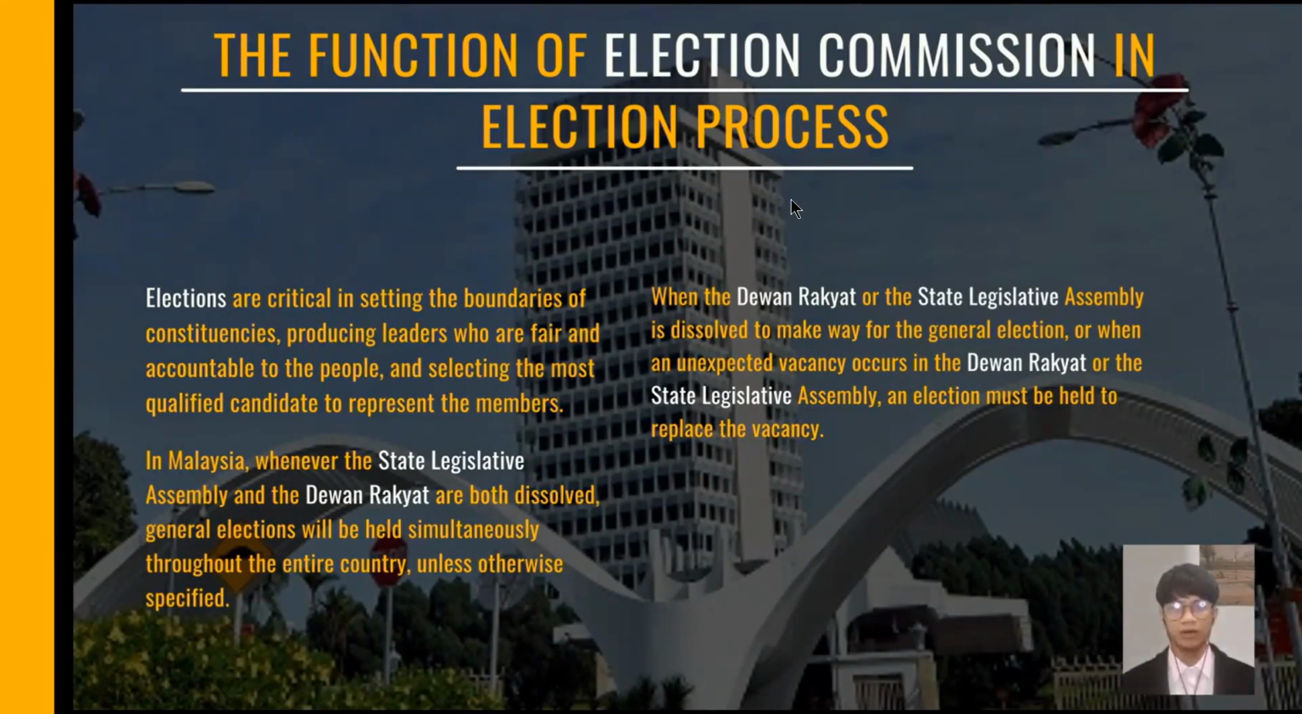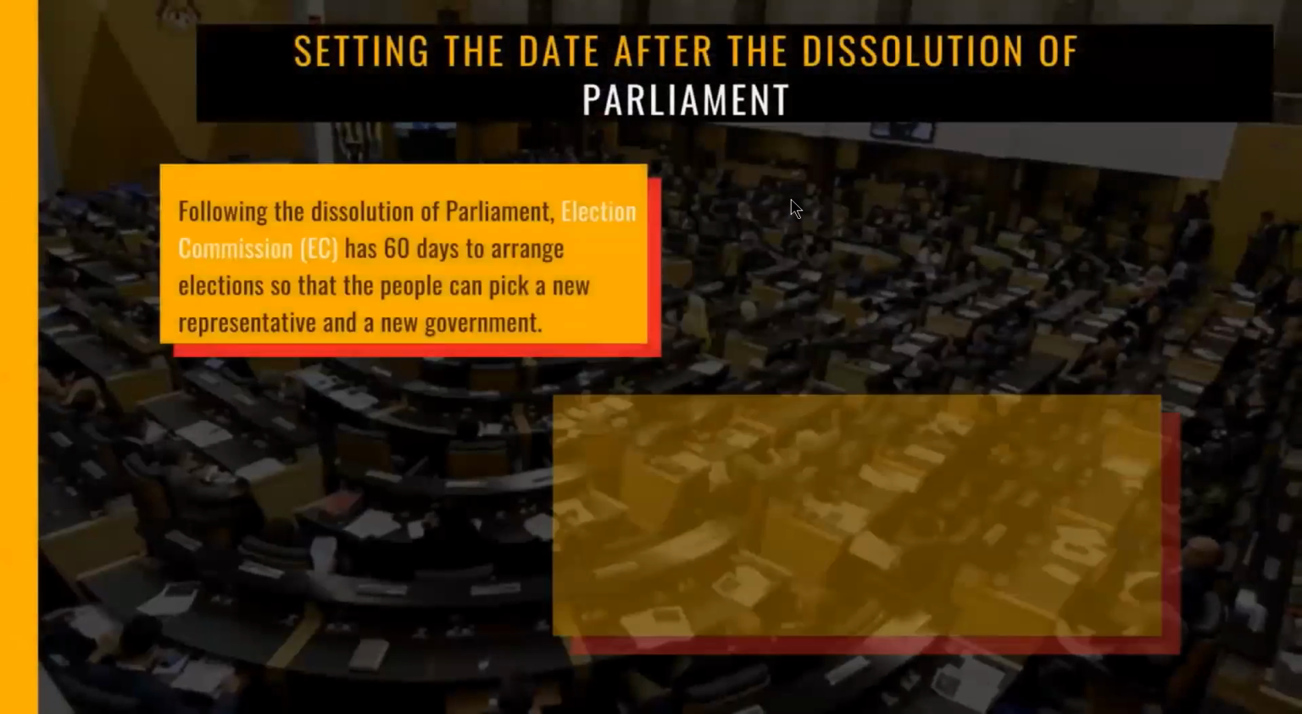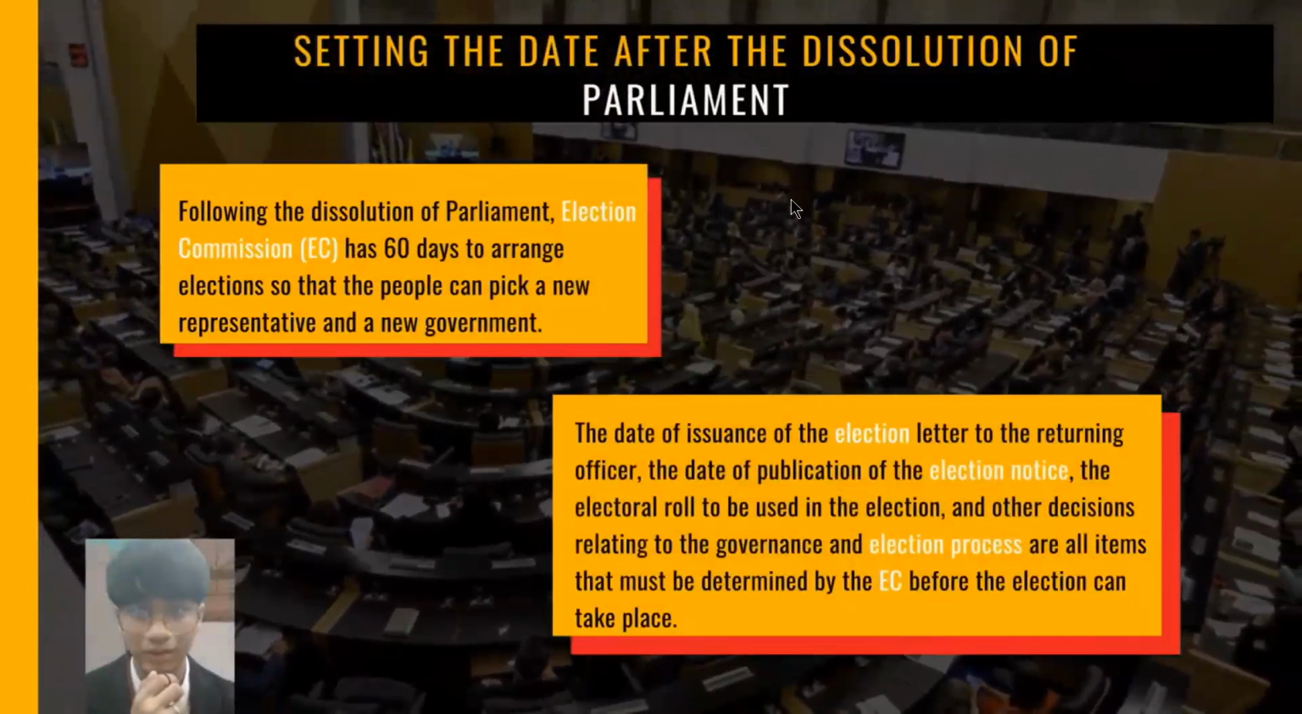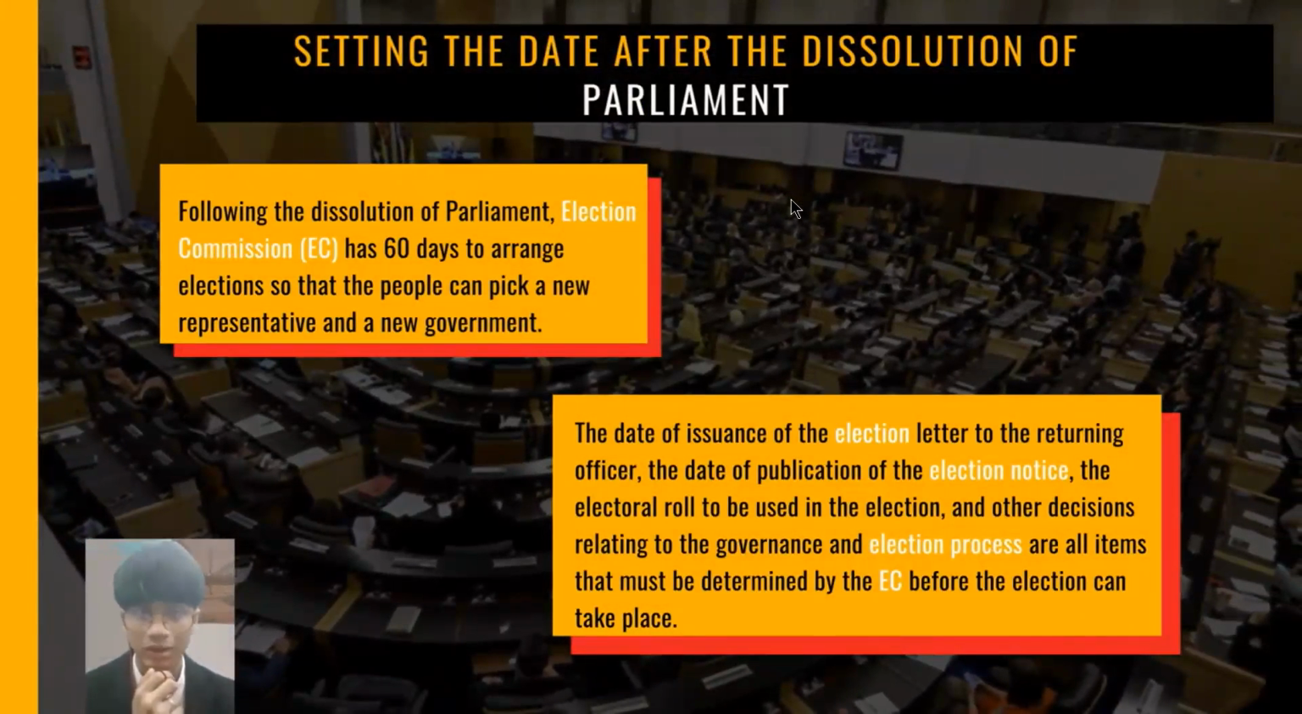Article 115 of the Federal Constitution allows the Election Commission to select officers and order them to carry out government functions. The Election Commission may designate returning officers, assistant returning officers, polling heads, polling clerks, and other staff to perform their duty at each polling station, subject to Section 3 of the Election Act 1958, unless no general elections are held. Simultaneously, across Malaysia, when the state legislative assemblies and the Dewan Rakyat are dissolved, the Election Commission has 60 days to organize elections so that the people can choose a new representation and administration.